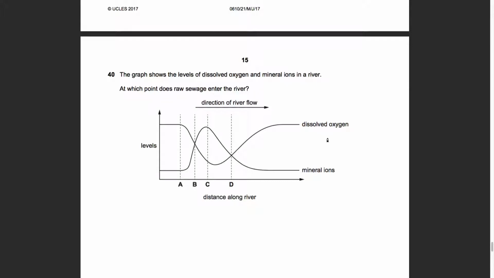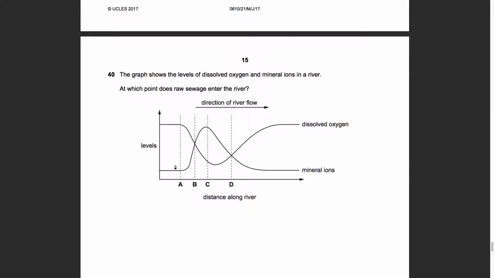It says the graph shows the levels of dissolved oxygen. All right, this bit here. And also the mineral ions down here. Fortunately, they haven't used a sort of different dash line or whatever, but just look carefully. All right, it says at which point does raw sewage enter the river? Now, when raw sewage enters the river, generally the oxygen levels go down because of the bacteria breaking the sewage down. They're respiring, they're multiplying really quickly, and they use up the oxygen in the water.